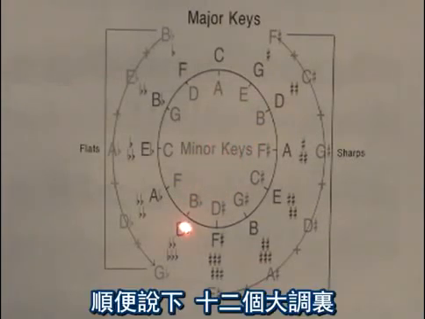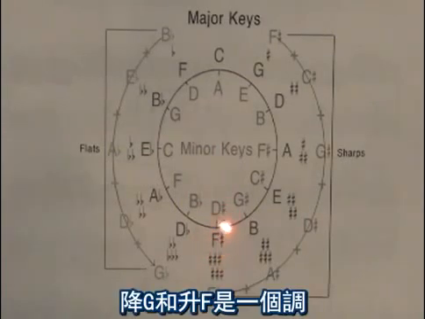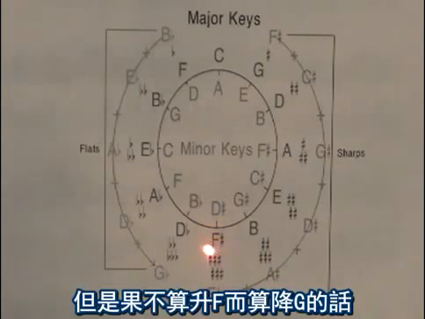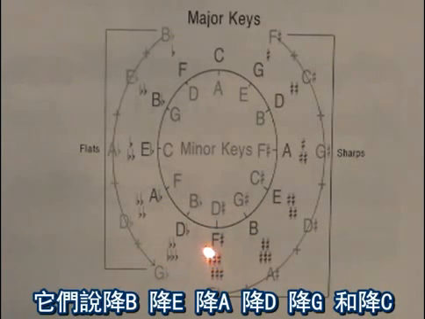The 12 major keys, by the way, when you have D flat major, if you move up to the next one, it should be the G flat major. G flat major and F sharp major, they're kind of the same thing. But you notice, instead of having F sharp major, if you go with G flat major, you're going to have 6 flats. That would be your B flat, E flat, A flat, D flat, G flat, and C flat.